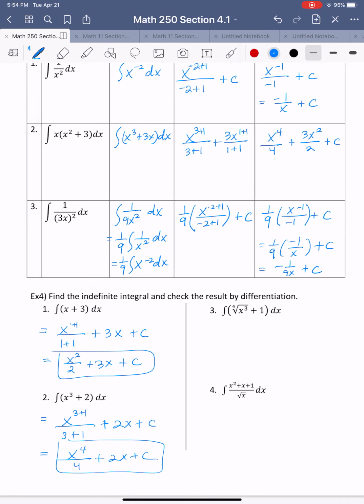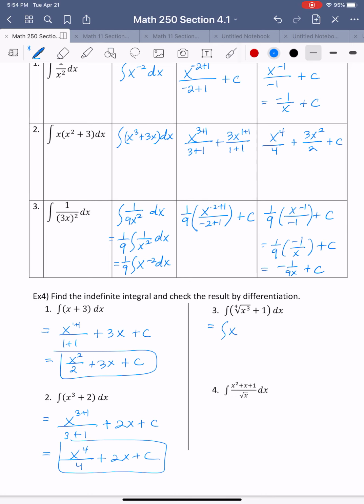For number 3, I might want to change it to x to the 3 over 4 power plus 1 dx. Then you can use the power rule, always adding 1 to the power and putting it on the bottom, and then plus x plus c. Simplify, so it's going to be 7/4 on the power and 7/4 on the bottom, plus x plus c. If you multiply by 4/7, you get 4/7 of x to the 7/4 plus x plus c.